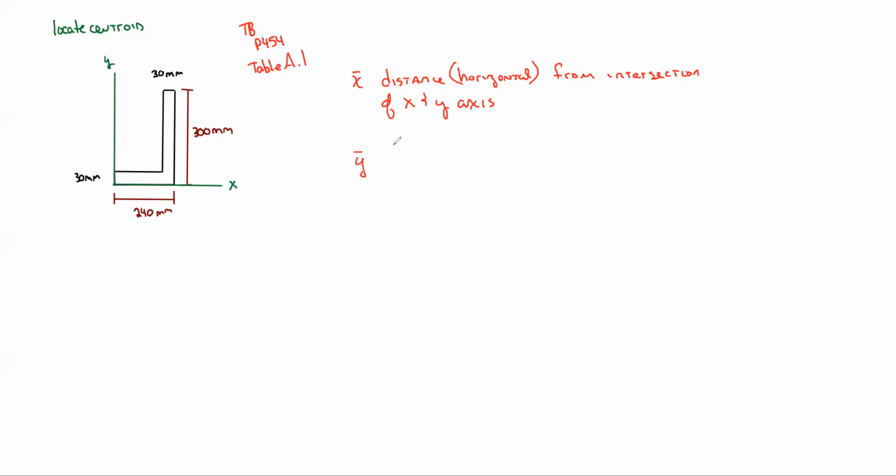y-bar is the distance, this time the vertical distance, from the intersection of the X and Y axis. One of the things that you need to note as soon as you see a problem is you need to quickly identify the X and the Y axis. In the problem that we're going to work here in a second, I've got the X and Y axis identified, right? You see the X and the Y. Those are the X and Y axis.